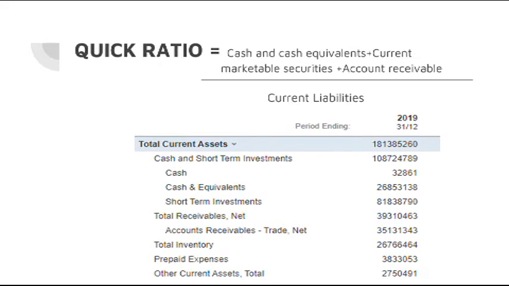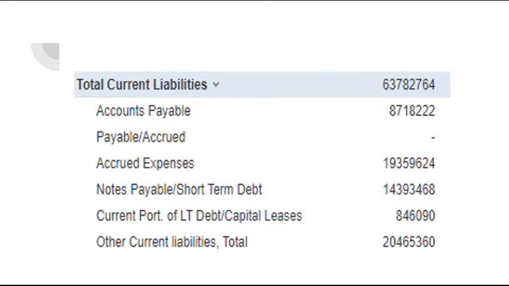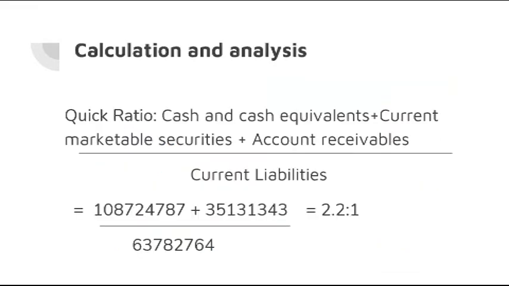Taking the previous example of Samsung, we calculate the quick ratio, considering the current liabilities of the company, and the ratio comes out to be 2.2 to 1. This means that Samsung is in a position of high liquidity because the ratio is more than 1, because your quick assets here are more than the current liabilities. You will be able to meet your obligations.